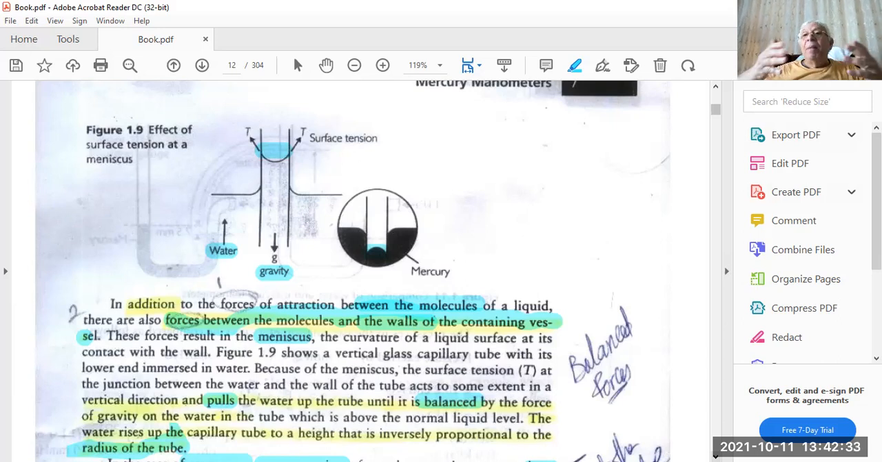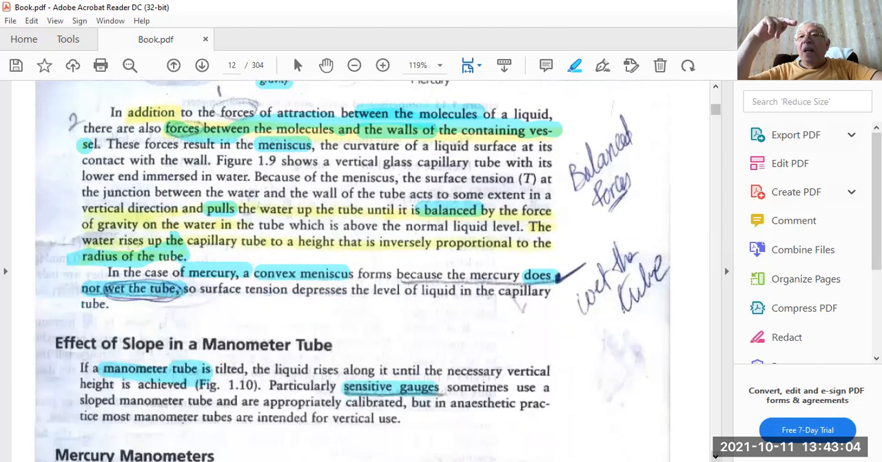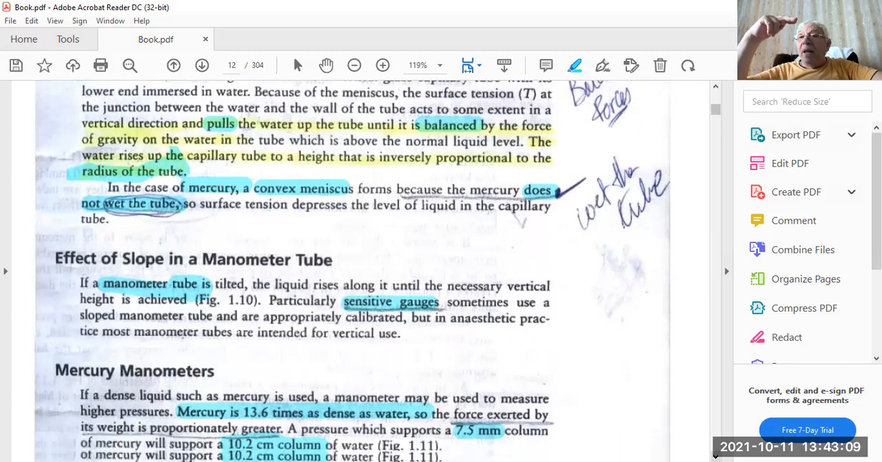On the other hand, in a mercury manometer, because the density of mercury is 13.6 times that of water, it will cause a convexity. The difference between both is that there is no attraction between the mercury, because it's very heavy in comparison to water, and the wall of the tubing. This makes the height of the mercury convex. This is a difference between both, and it is important to know that to determine the proper height of the manometer.